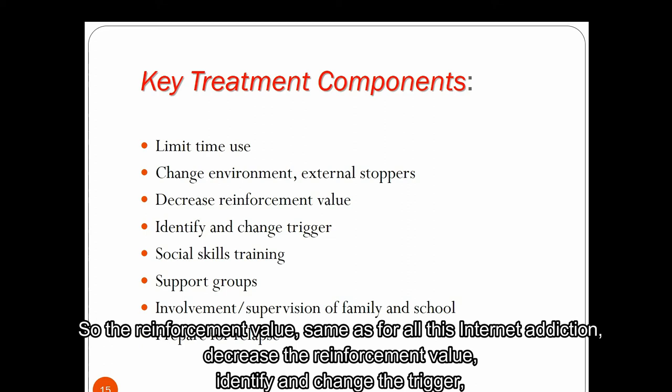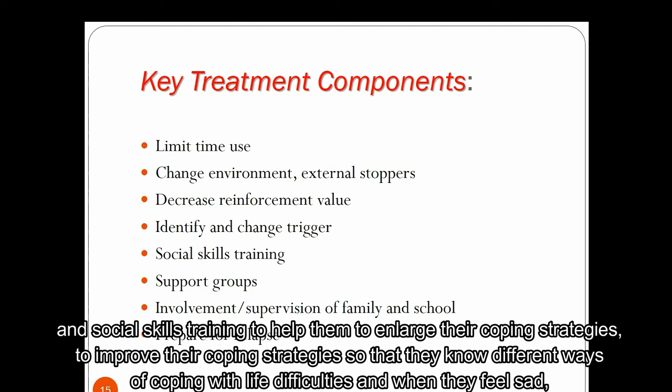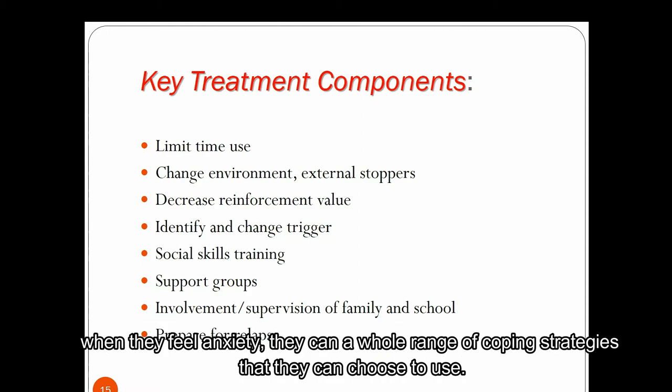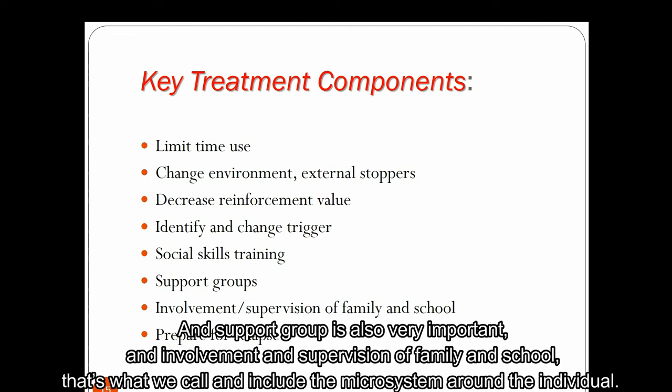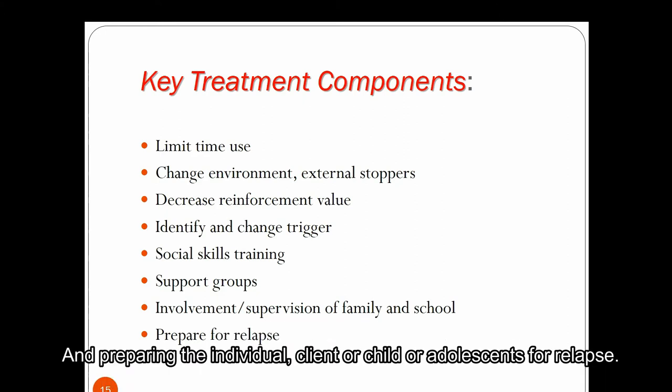Identify and change the trigger, and social skill training to help them enlarge their coping strategies, so that they know different ways of coping with life difficulties. And when they feel sad, when they feel anxious, they can have a whole range of coping strategies that they can choose to use. And support groups are also very important. And involvement and supervision of family and school, that's what we call it. And include the microsystems around the individual, and preparing the individual client or child or adolescent for relapse, right?